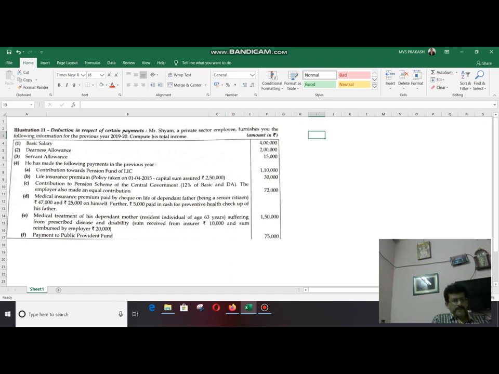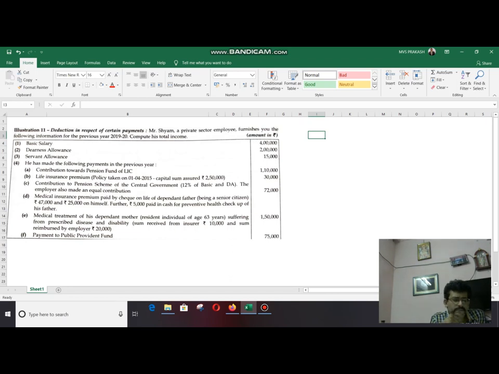Now, if we quickly get into this, here basically there is a problem of your income from salaries plus 80 deductions. Now, let us see what are the 80 deductions which are involved here. Let us see contribution towards pension fund of LIC.